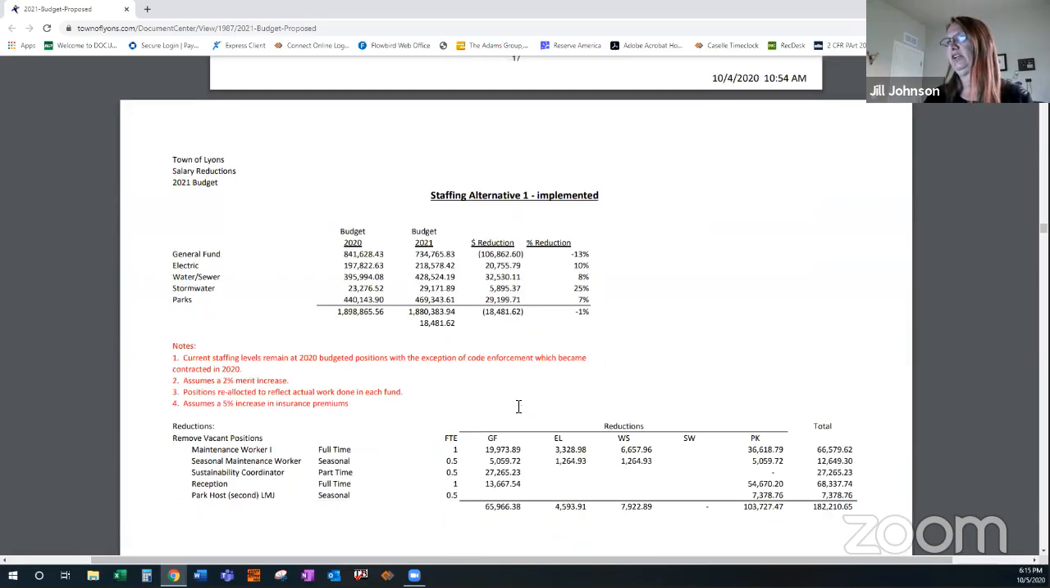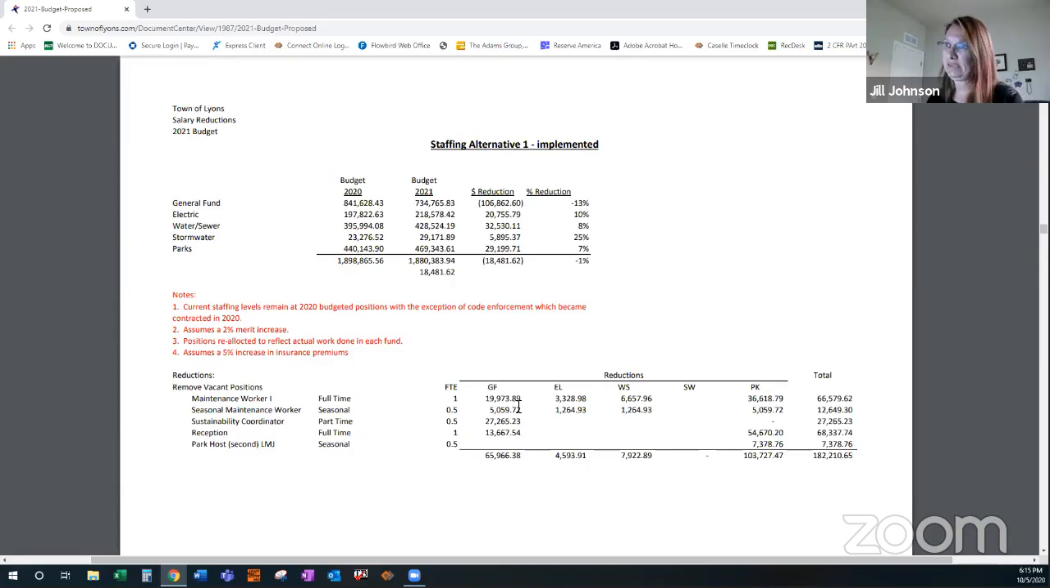Here's where we're going to look at our staffing alternatives. This one is actually in the current 2021 budget. What we did is we took out the vacant positions that we currently have, and we intend to not fill them in 2021. So we're looking at 3.5 FTEs. You'll notice that 182 isn't what the actual budget reduction is, because we do have those increases, a 7% increase across the board. So that's just the difference there.